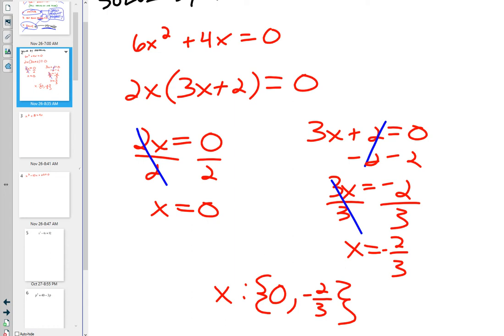Yeah, brackets. That's a bracket. You used brackets when you were doing the interval notation, when you were doing domain and range. But you didn't use braces for that.